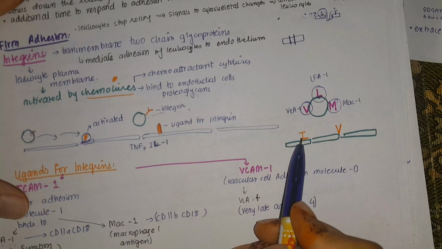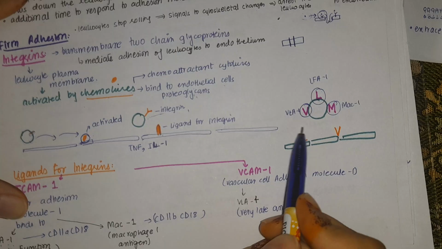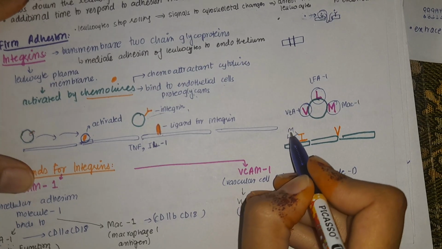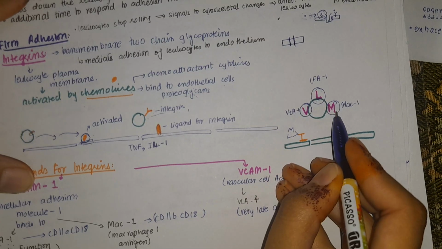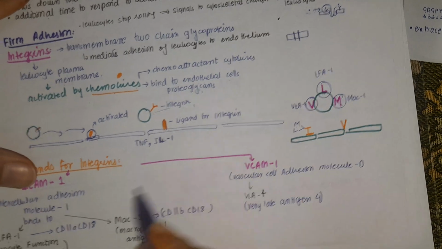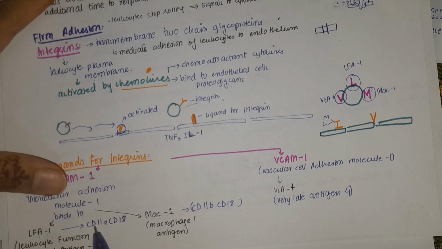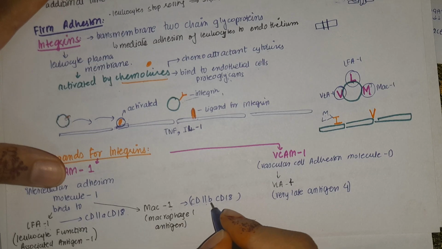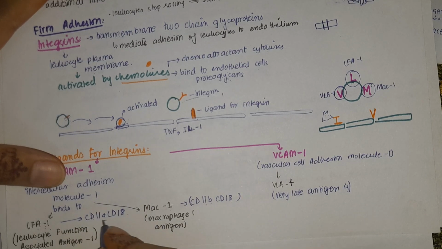So we have two ligands, ICAM and VCAM. The ICAM attaches to two things further, which are L and M, that is LFA1 and MAC1. Both LFA1 and MAC1 are expressed on the leukocyte. The LFA1 is CD11A, CD18, whereas the MAC1 is CD11B, CD18. The whole name is the same, but one is A, one is B. The LFA is A, the MAC is B. Now this LFA is translated as leukocyte function associated antigen 1, whereas this MAC1 is macrophage antigen 1.